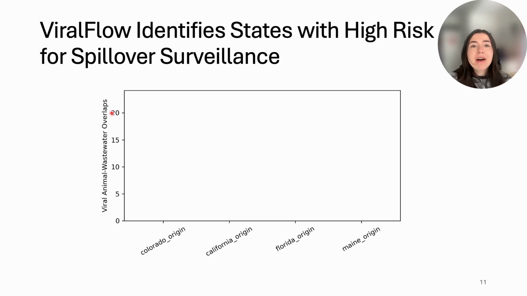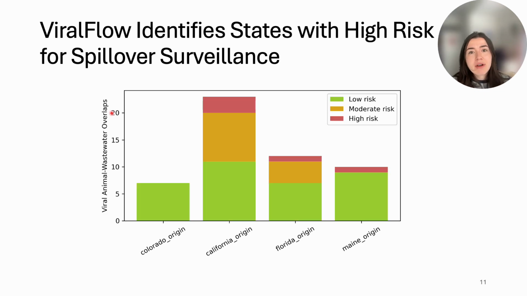But out of these states, we see that ViralFlow is able to extract different proportions of risk levels among these different origin sites, with California having the most high-risk overlaps, which again may lead a public health official to take a further action to flag that state for closer public health surveillance.